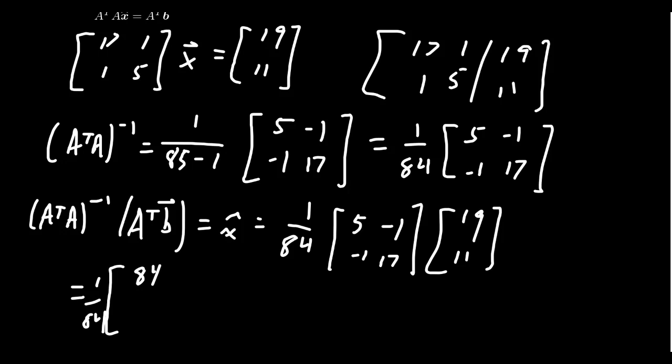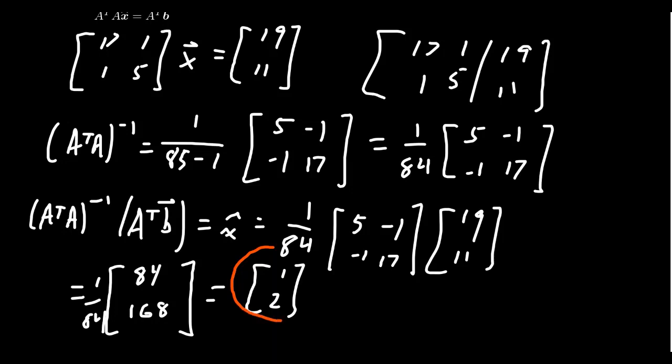We also have to take negative 1 times 19, and then subtract that from 17 times 11. 17 times 11 is 187. So if we subtract 19 from 187, we end up with 168, which is just 84 times 2. So the least squares solution we get is (1, 2). So this right here gives us the closest vector, the best approximation of a solution. It's not an actual solution, but it will simulate a solution the best way that one can.